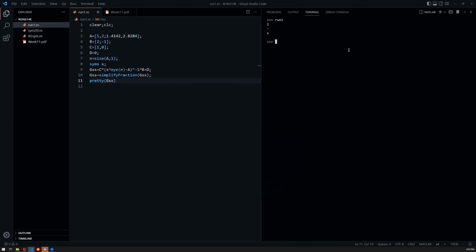Now, this is something interesting, and this was intentional. You can see that actually GSS is not a second order transfer function. It is just an integrator with coefficient 2, so 2 divided by s.